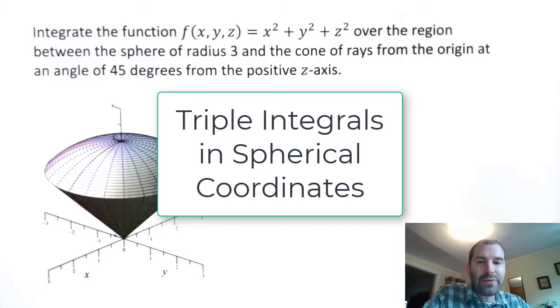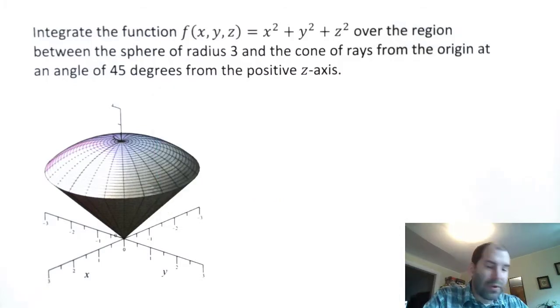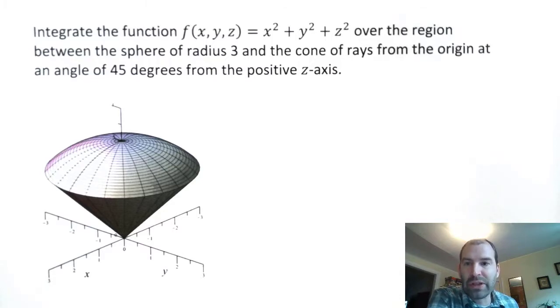Hey there. In this video, we're going to talk about integrating in spherical coordinates. And here's a problem that we'll be looking at. We want to integrate this function over the region between the sphere of radius 3 and the cone of rays from the origin at an angle of 45 degrees from the positive z-axis.